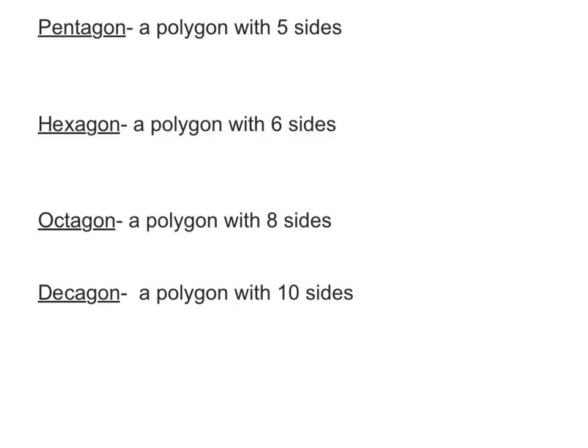Last but not least, several different polygons that you really just need to remember the number because they can look different ways. A pentagon will have 5 sides. A hexagon has 6 sides. An octagon has 8 sides. And a decagon has 10 sides. And so really with those, it's just memorizing the number that goes with the word.